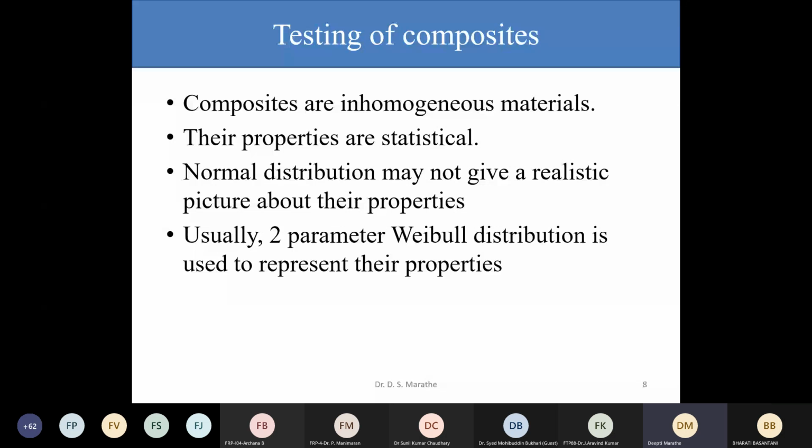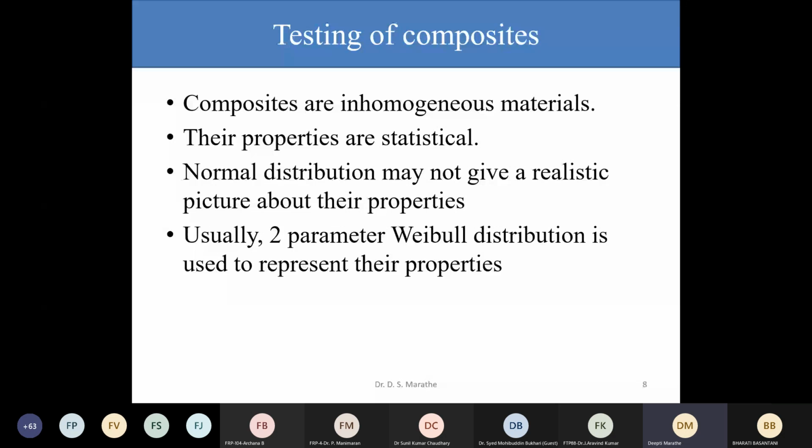In case of composites, it is seen that this normal distribution does not give me the correct properties or the right idea about what their properties exactly are. So for that, I will use something called a two-parameter Weibull distribution to understand those properties. Now here I have not gone into the details of what exactly this Weibull distribution is, but I thought I should indicate to you that normal distribution may not suffice for the need of characterizing the properties of the composite.